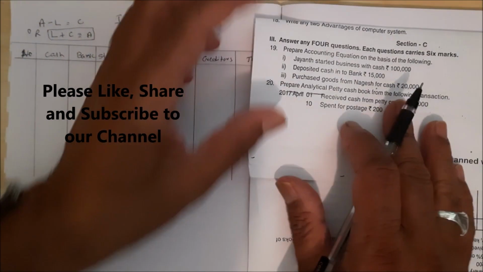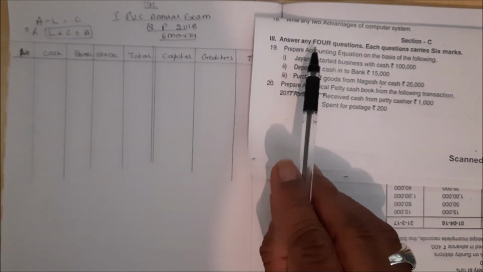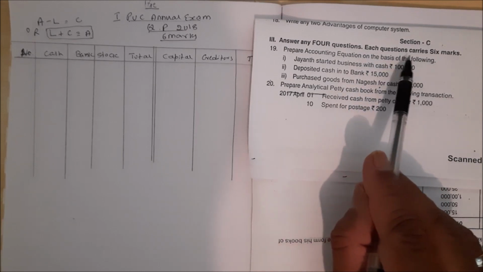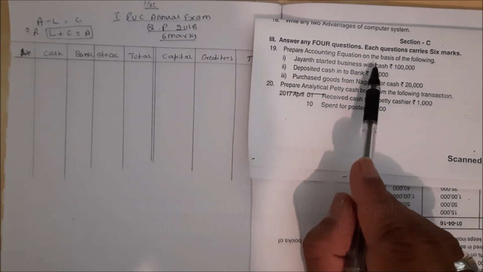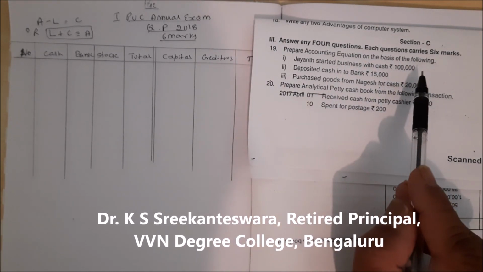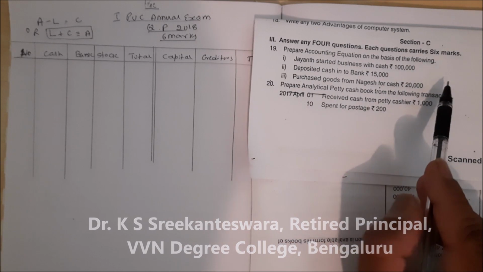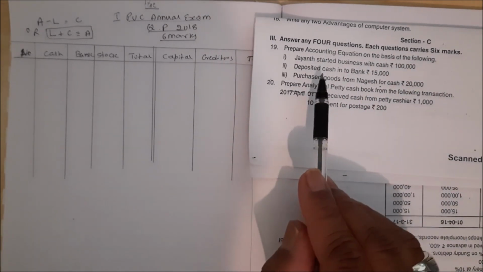Now the question, Section C, I hope you can see. Answer any 4 questions, each question carries 6 marks. Prepare accounting equation on the basis of the following, where we have done both the methods, traditional method and modern method. Now they have asked under the modern method. First, try to understand.